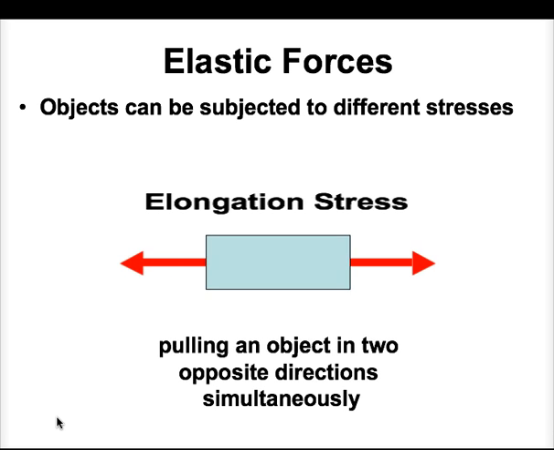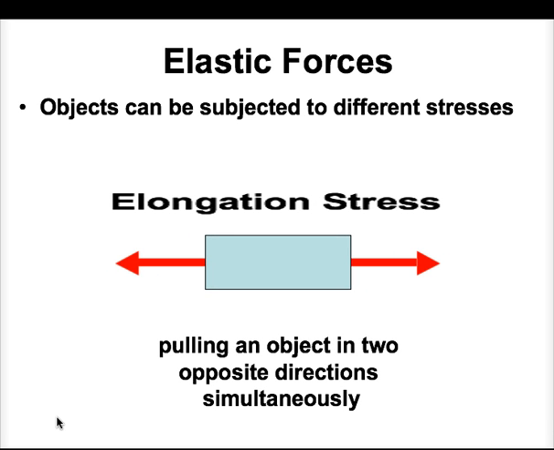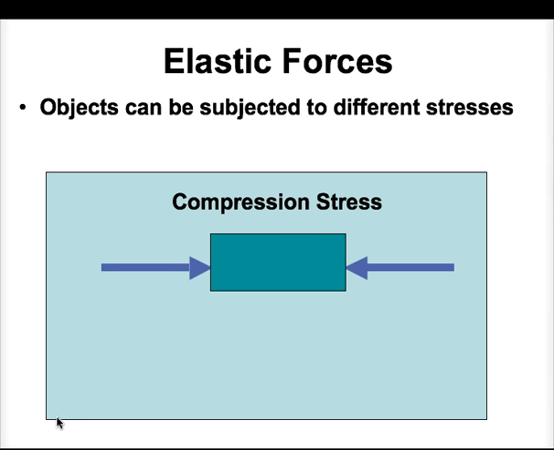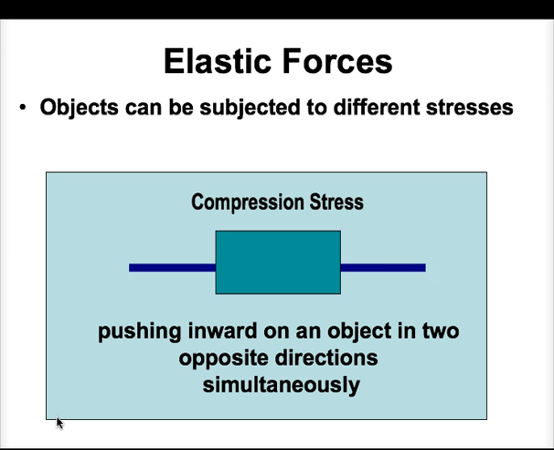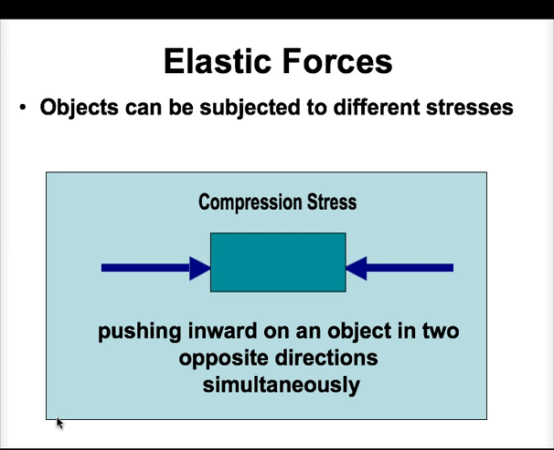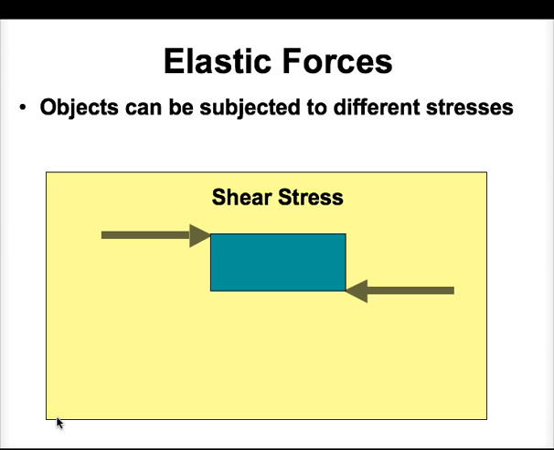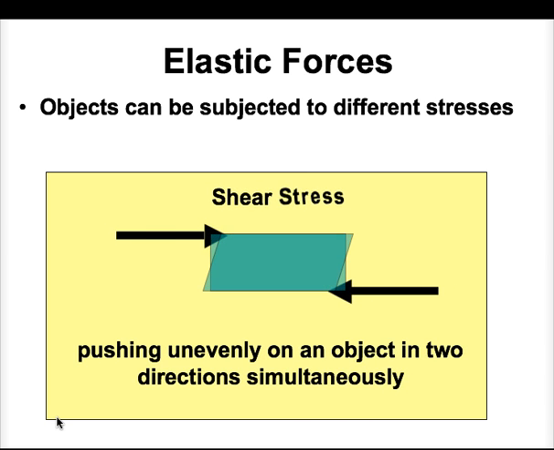The elastic forces: objects can be subject to different kinds of stresses, so we can stretch things. Elongation stress is by pulling objects in opposite directions simultaneously. Or we can compress objects. Compression stress is when we push inward on an object in two opposite directions simultaneously. And in fact, we can even have a shear stress. A shear stress is when we push unevenly on an object in two directions simultaneously, and we actually get a torque around the center of mass. There are other stress forces that you deal with if you're beginning to do engineering or building, but those are the primary ones.